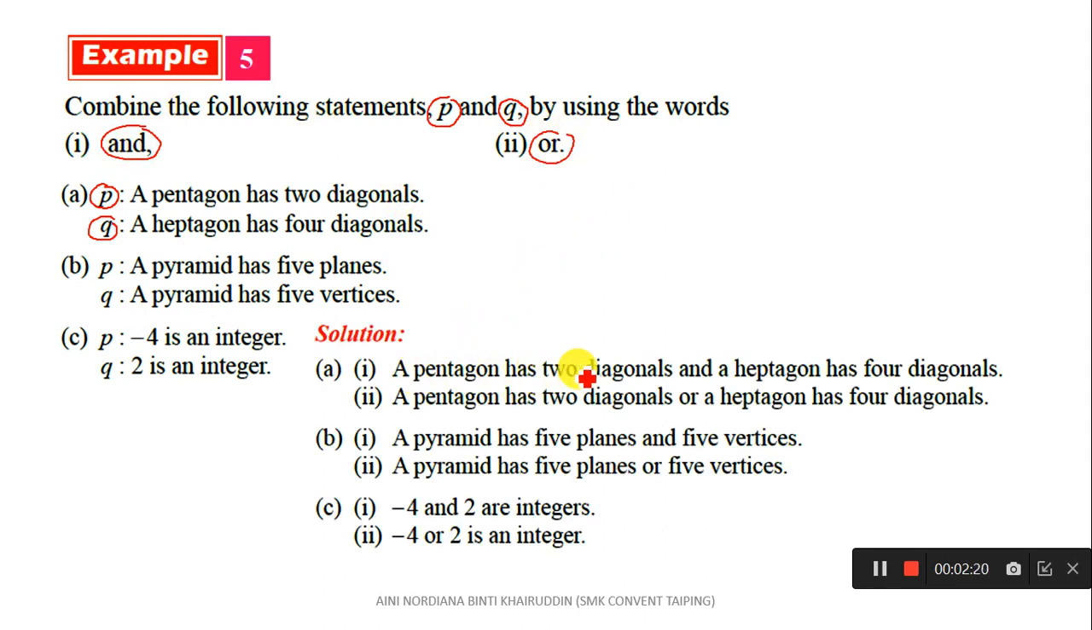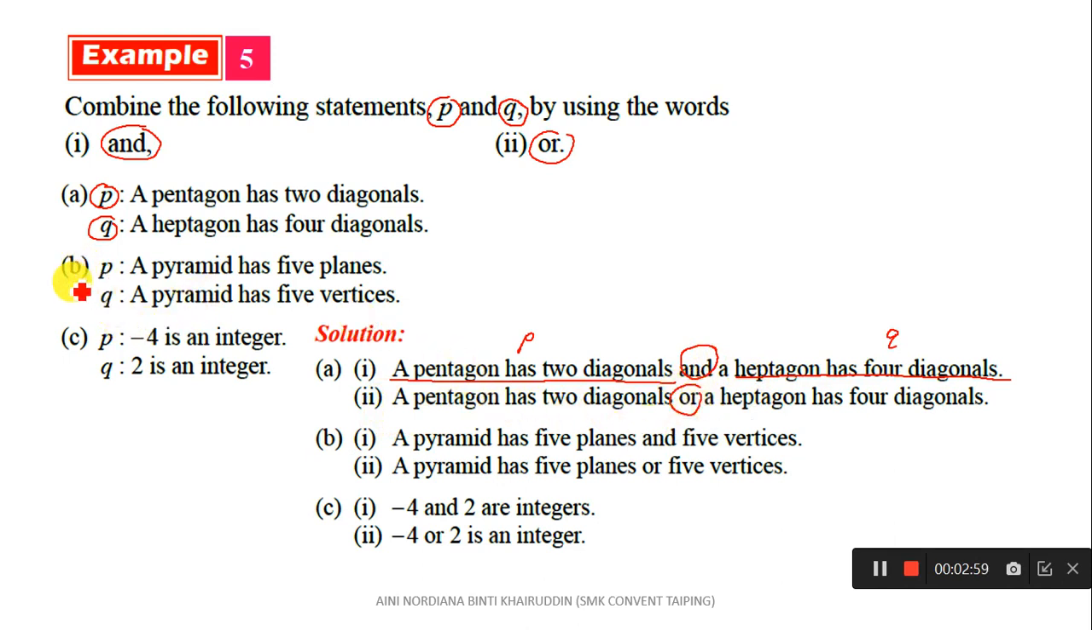So, the first one: a pentagon has two diagonals and a heptagon has four diagonals. Now this is a compound statement, because we combine two statements. This is P and this is Q, and we add the word "and". For number 2, we just add the word "or".